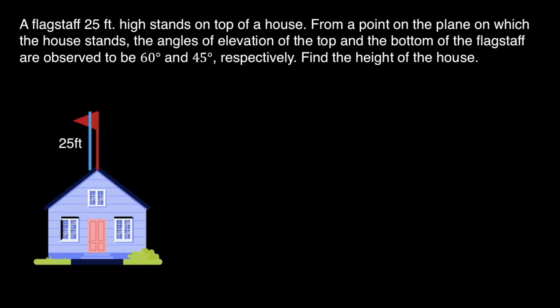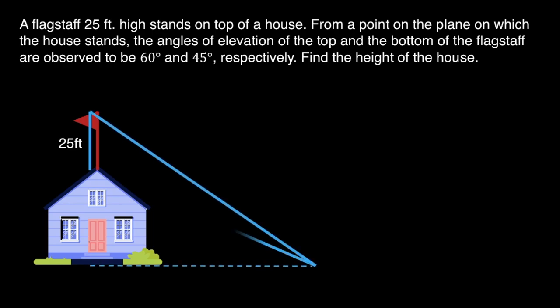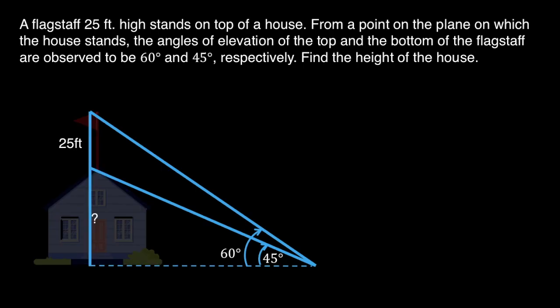For our second problem, we have a flagstaff 25 feet high standing on top of a house. From a point on the plane on which the house stands, the angles of elevation on the top and the bottom of the flagstaff are observed to be 60 degrees and 45 degrees, respectively. Find the height of the house. We let AB be the height of the house and C be the point on the plane where the house stands. In this problem, we're looking for AB.